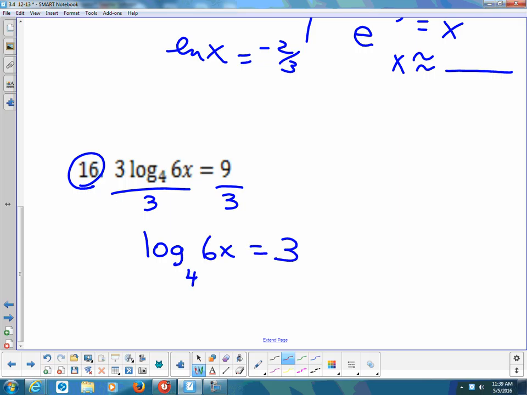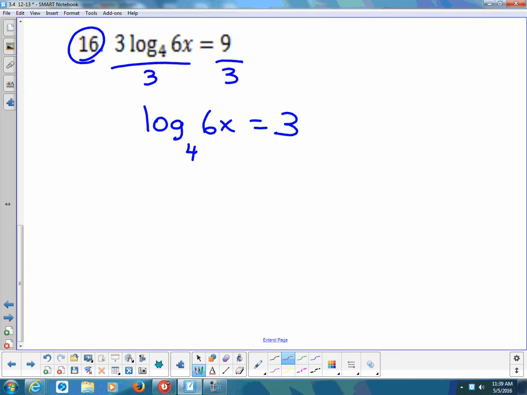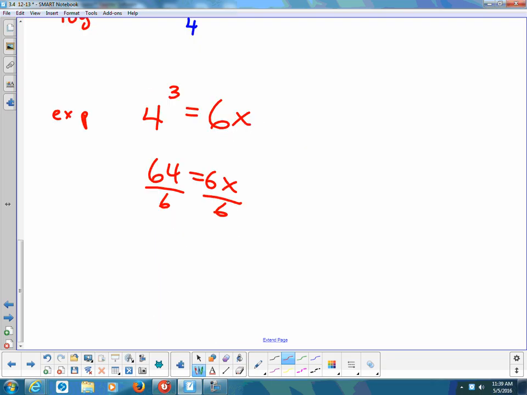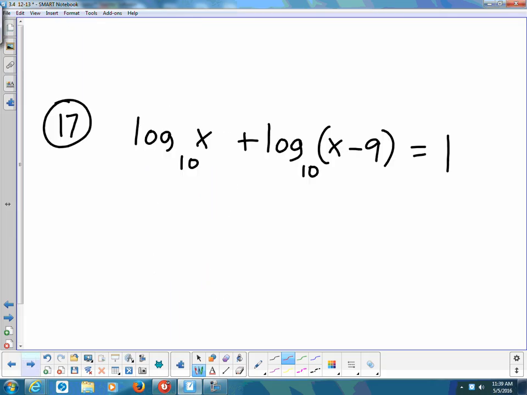And then to solve this now, I would rewrite it from log form into exponential form. So that would be 4 raised to the 3rd equals 6x. 4 to the 3rd is 64, and then divide both sides by 6 to get your answer. So x is equal to 64 over 6, which would be 32 over 3, and so whatever that is, 10 and 2/3.